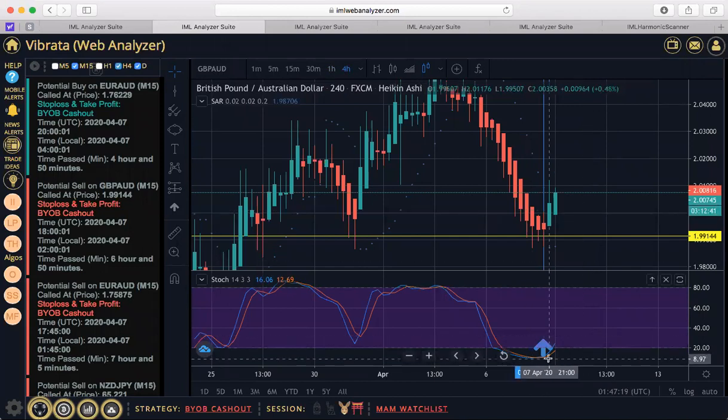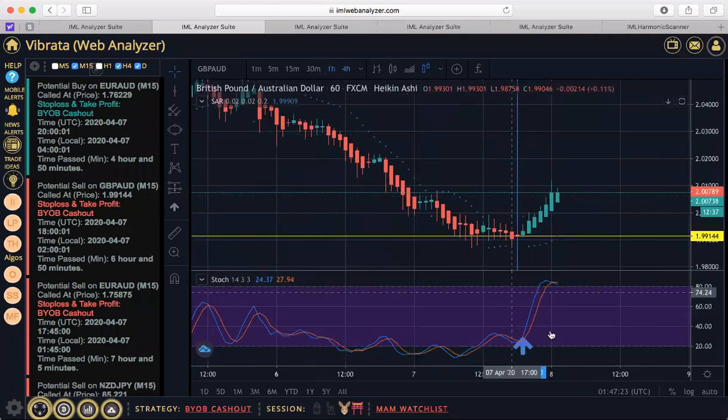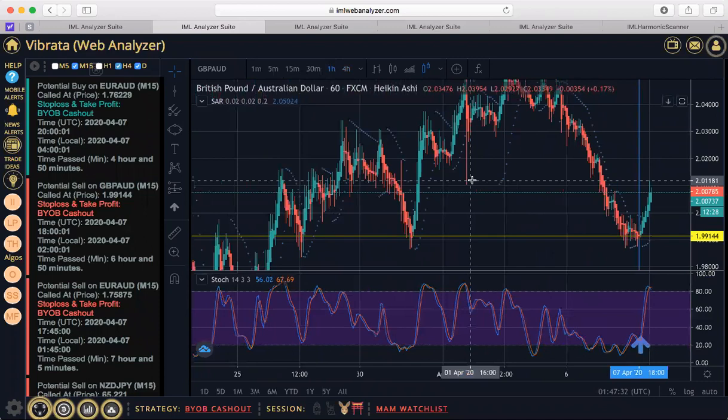I got confluence. My stochastic says on the 4 hour that I'm gearing up for a buy, and this one is still alive. My stochastic says that on the hour I'm gearing up for a buy. So how do I know where to do my take profit?